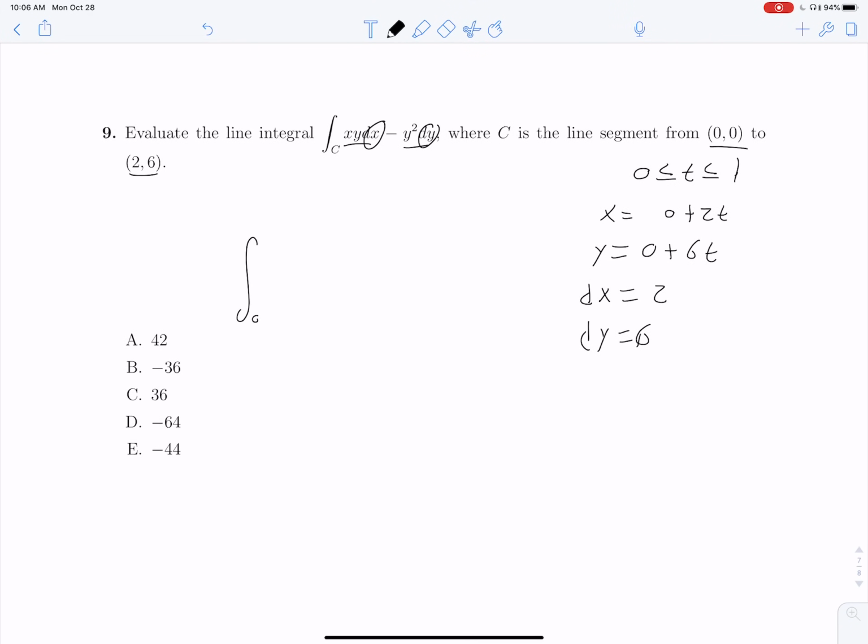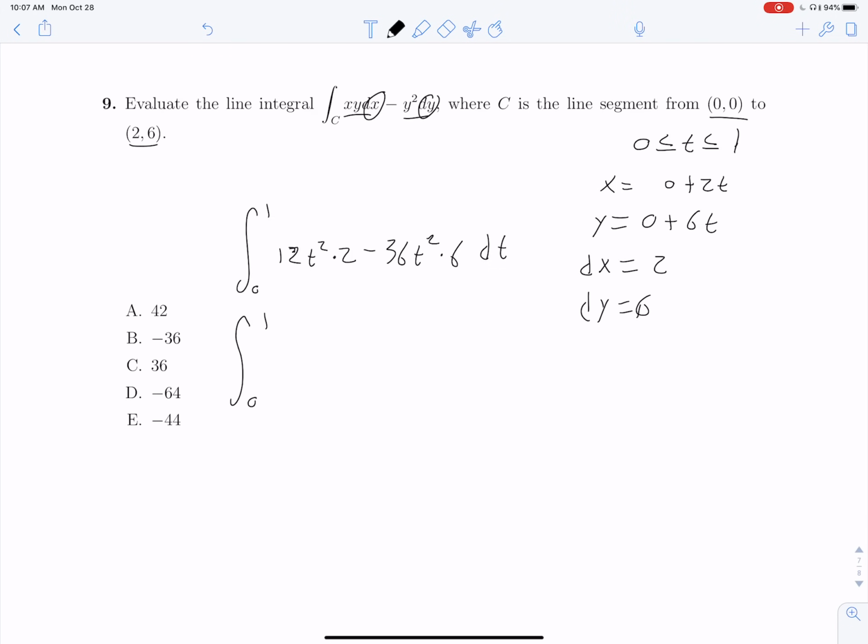We're going to have the integral from 0 to 1 of xy, which is just going to be 12t squared, dx, which is just going to be 2, minus y squared dy. Well, y is 6t, so that's going to be 36t squared. dy is just 6, so times 6, and we're going to slap a dt on there. So this is the integral from 0 to 1 of 24t squared minus 216t squared dt.